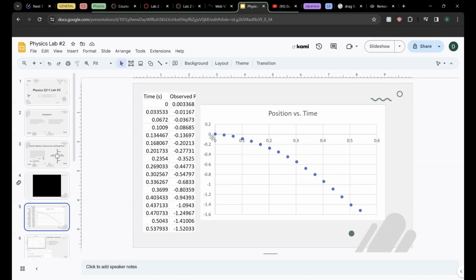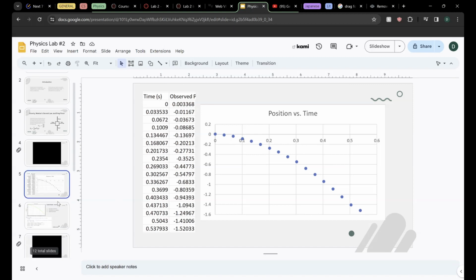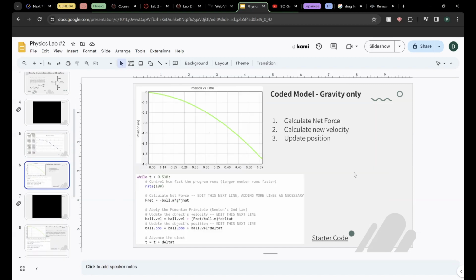It's in real life, so it kind of starts off flatter, the velocity. This is position versus time, so the derivative starts off flatter and then slowly slopes downwards, which means that the velocity is smaller at the top and then gets bigger until it reaches terminal velocity. So for the coded model with just gravity, it's fairly simple.